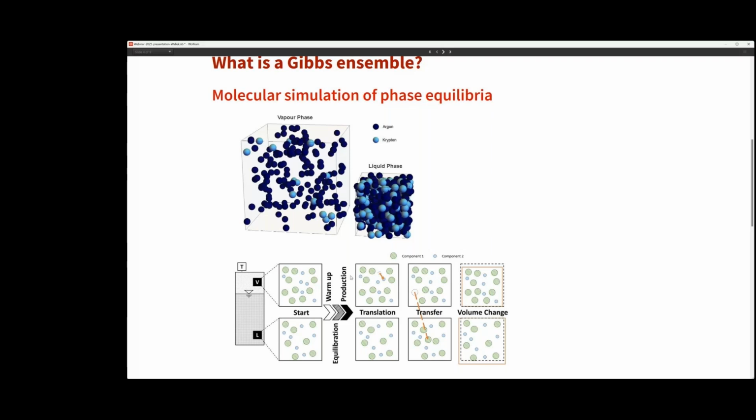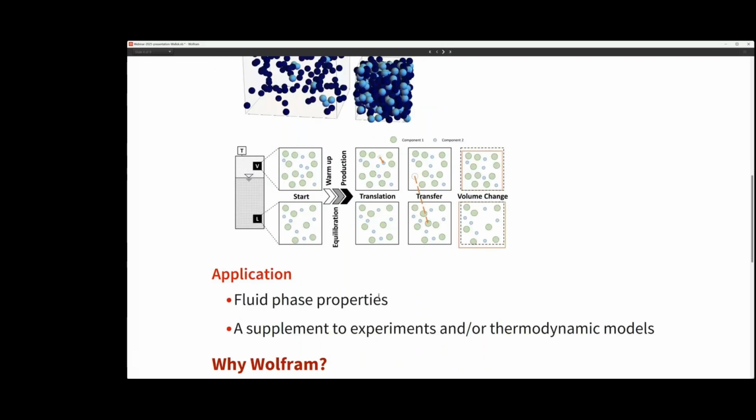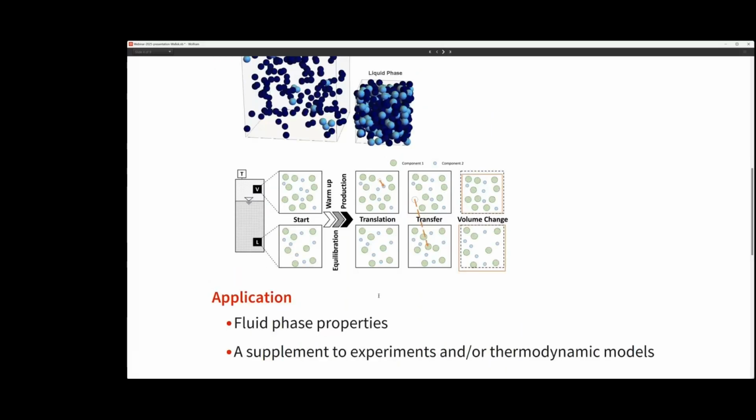And the typical application of such a simulation is the determination of fluid phase properties like saturation pressure or saturation densities for a given temperature, whereby such simulations are to be seen supplementary to experiments. For example, for substances that are difficult to obtain or expensive in pure form, or for states which are at extremely high pressures or temperatures.